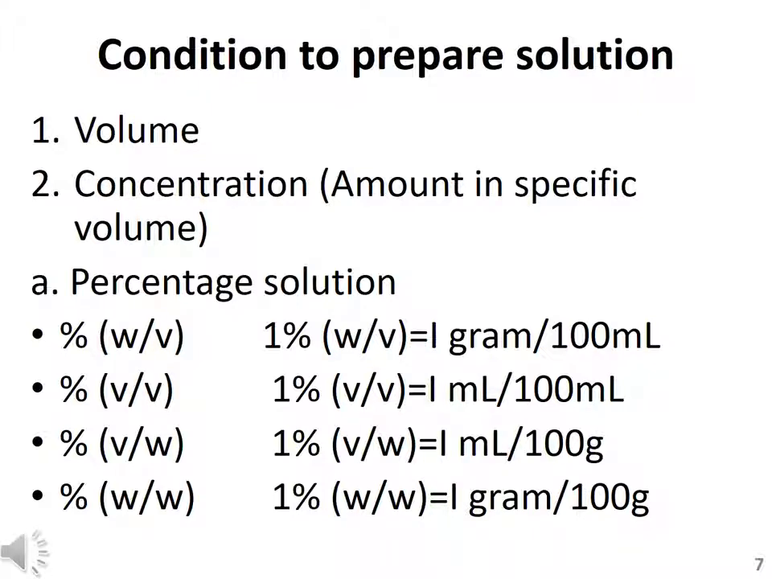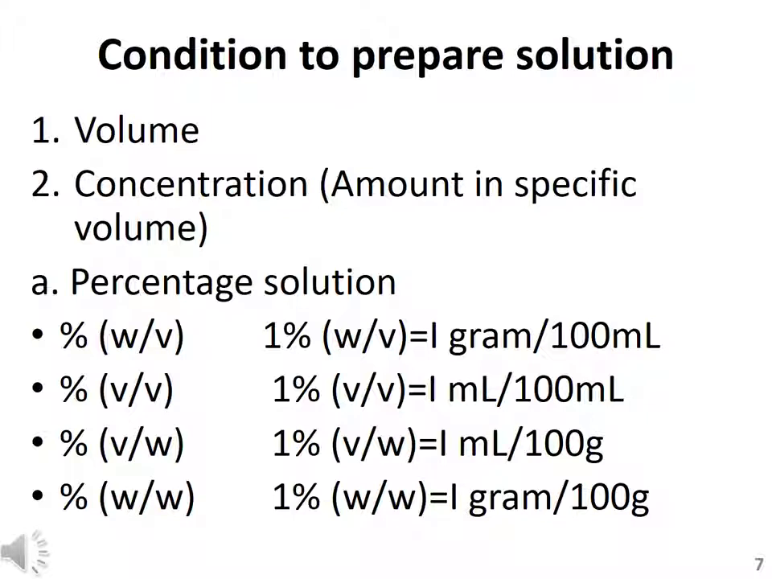And if you are interested to prepare a 1% volume by volume solution, then you will take 1 ml of, for example, if you are interested in a 1% honey solution, then you will take 1 ml of honey, and you will make up the volume up to 100 ml using a volumetric flask or any volumetric glassware. So the third category is 1% volume by weight.